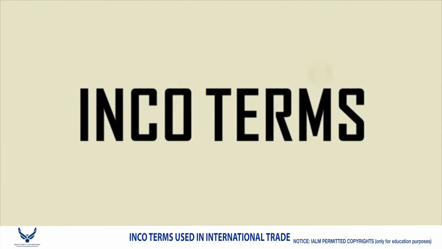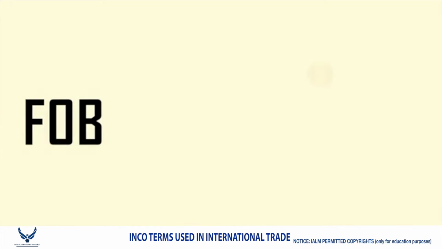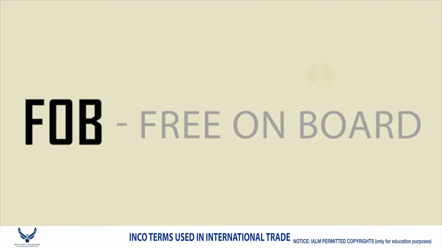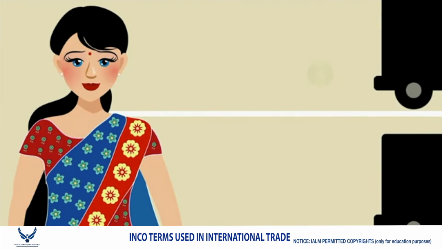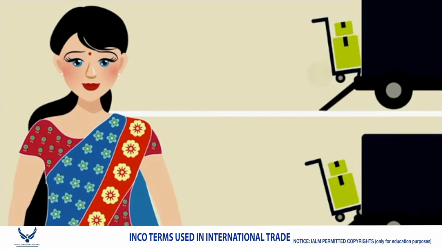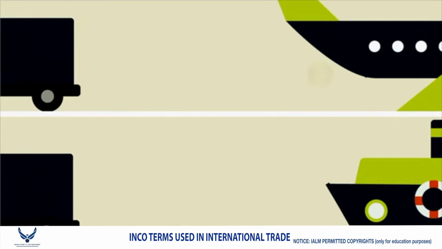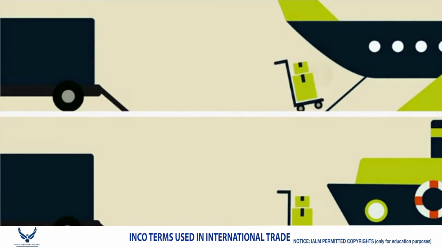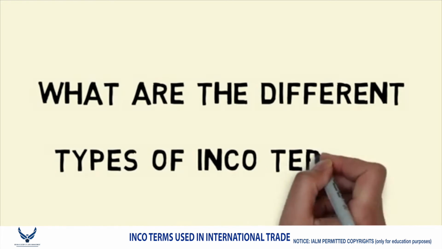Similarly, if the agreed INCO term is FOB, that is, free on board, the seller's responsibility would involve transporting the goods from seller's premises up to the departing ship or the flight. What are the different types of INCO terms?